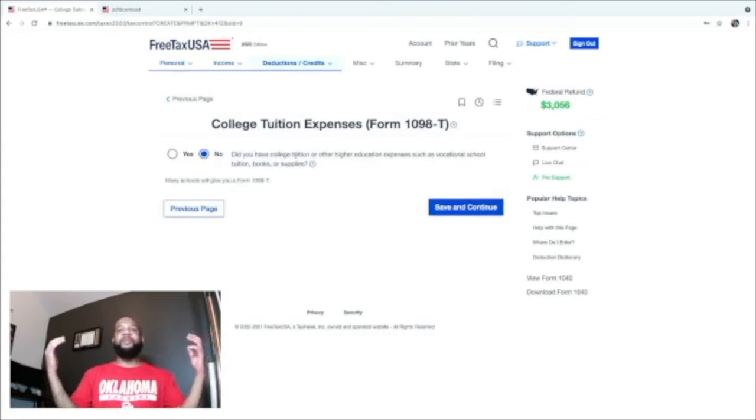College tuition expenses. If you went to college, you can get an extra $1,000 once you fill out this. When you get your 1098T, you'll get an extra $1,000 for the opportunity credit. Also, you can write off up to $4,000 in books and supplies. So you can potentially take this number from 3,000 to 4,000. Okay, so let me show you how to do that.